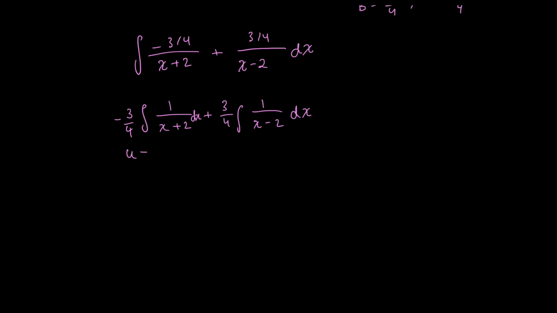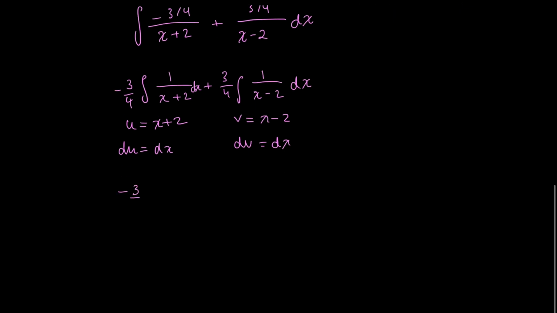So for this first one, u is equal to x plus 2. And then for the second one, I'm going to choose another variable, v. I did not need to think about that for that long, but anyways, v is equal to x minus 2. So du is going to be equal to dx, and then dv similarly is going to be equal to dx.